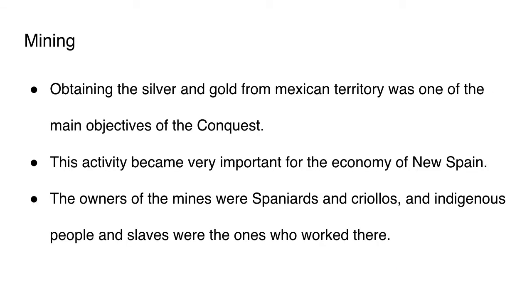So the next activity would be mining. Mining was about obtaining the precious metals, for example, silver and gold, from the Mexican territory, from the mines. That was one of the main objectives of the conquest. This activity became super important in New Spain. It was not important in Mesoamerica's time, but it was super important now. And obviously the owners were the Spaniards and the criollos. The indigenous people were the ones that worked inside the mine but were not the owners.